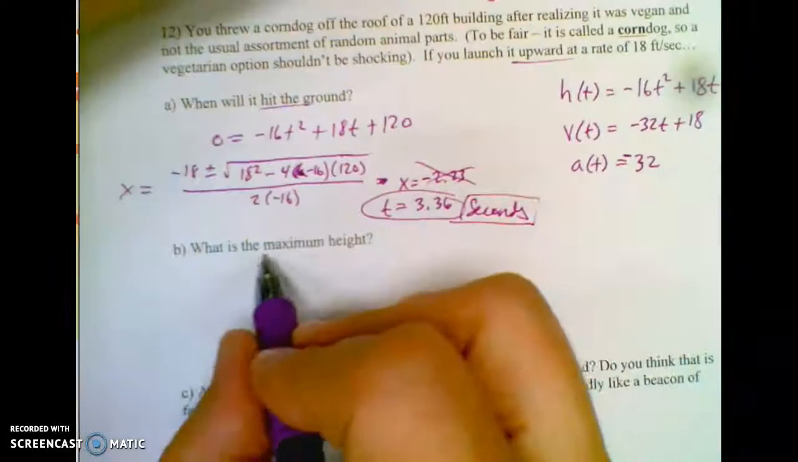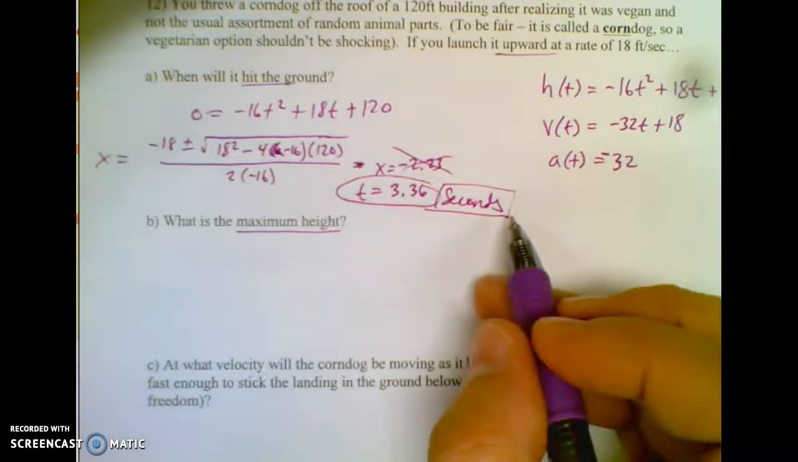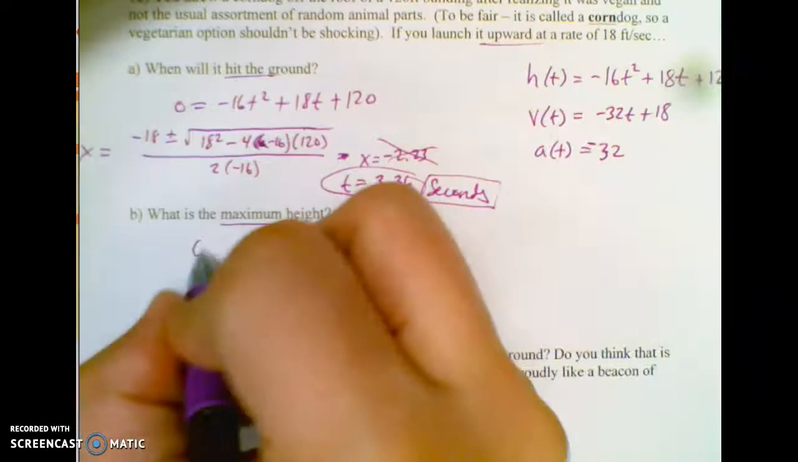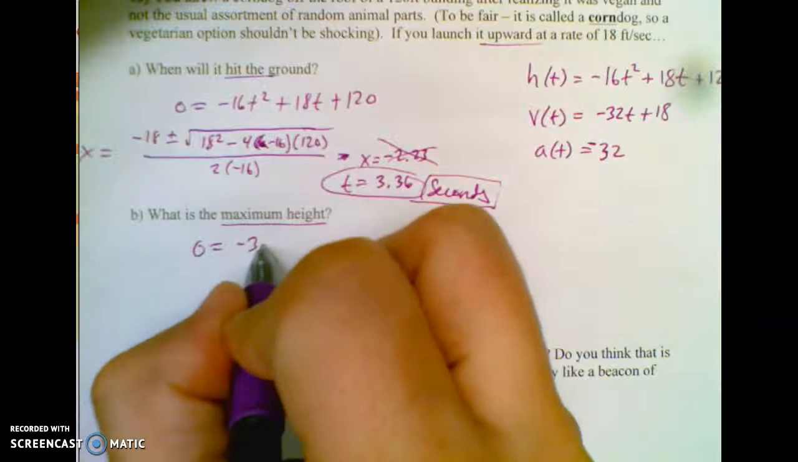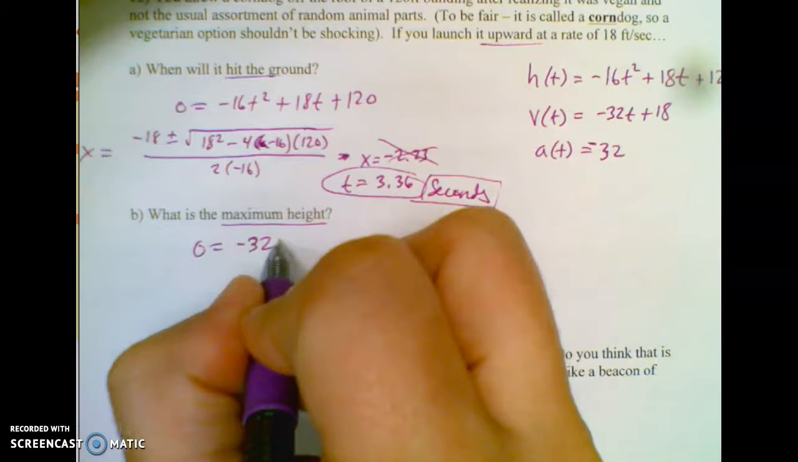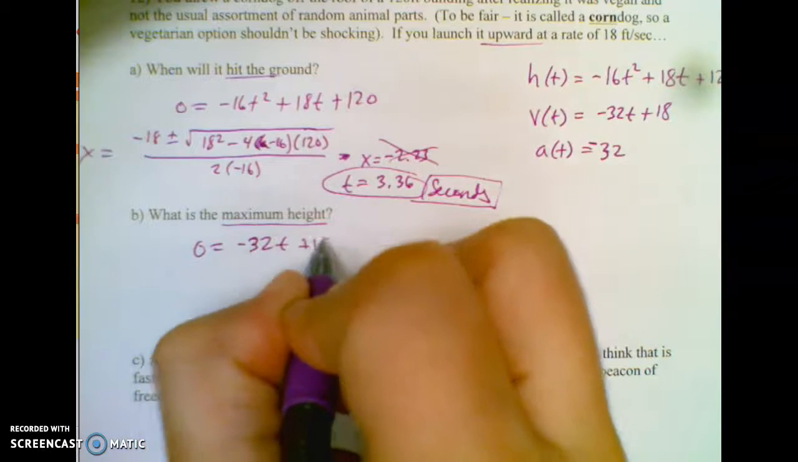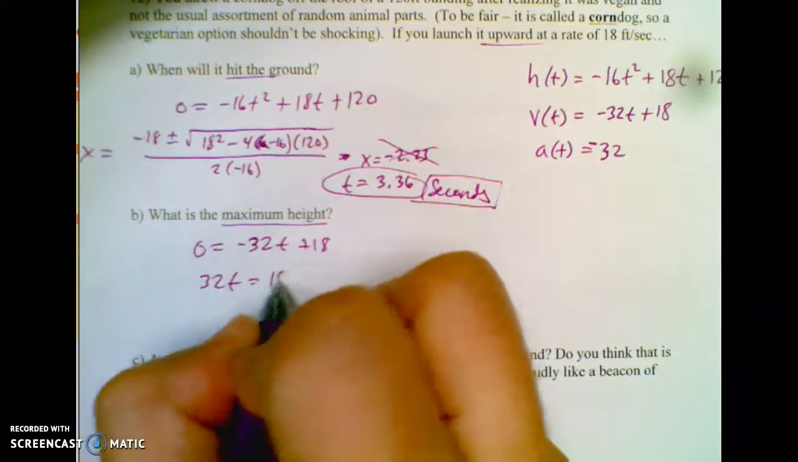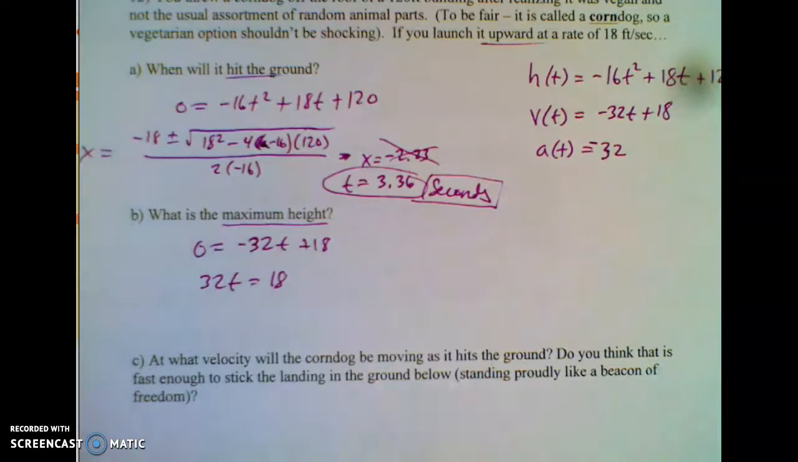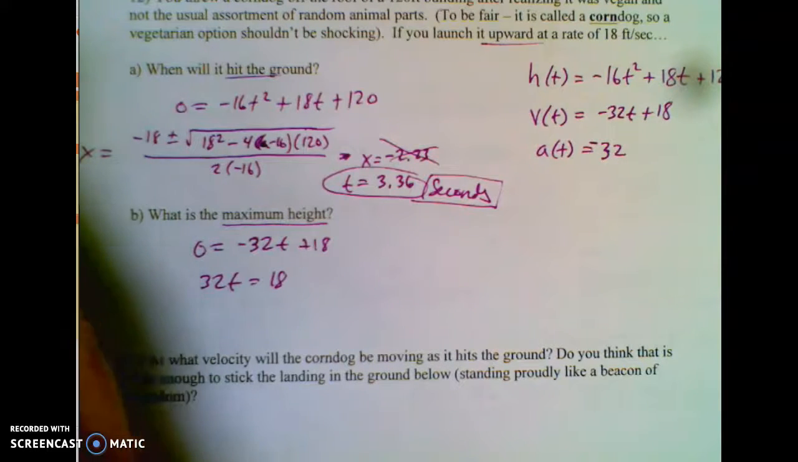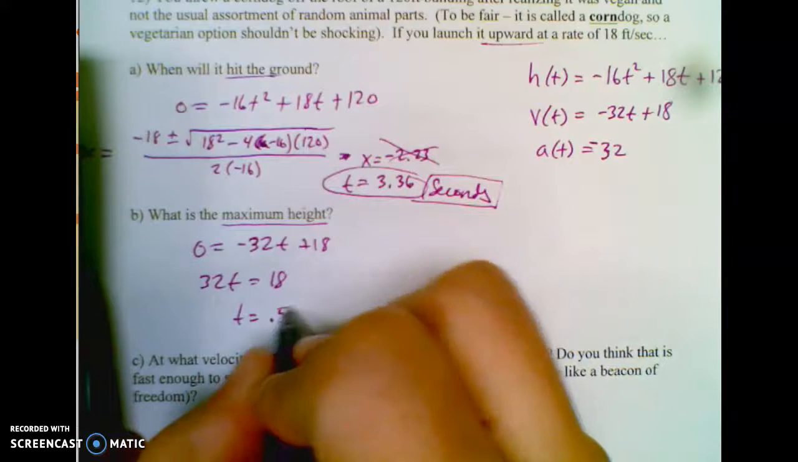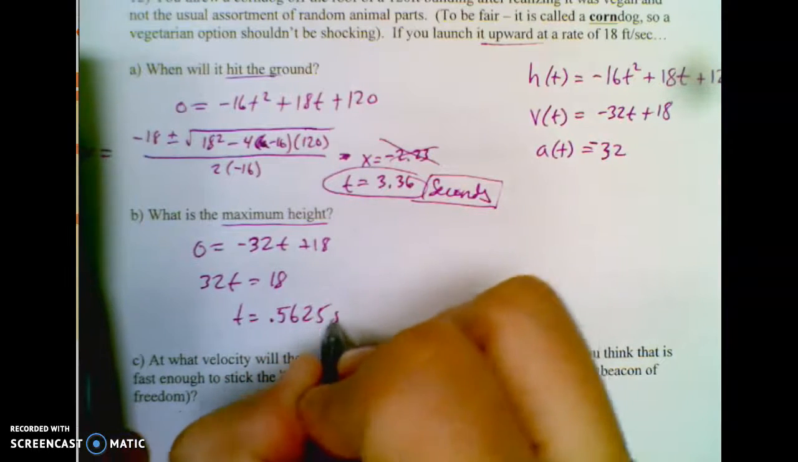Max height is another classic question. This is a 2-step question because first, you can find when it gets to its max height by setting velocity equals 0. Because we're talking about its upward velocity. And this is a much easier equation to solve. We just have to do 18 divided by 32. So the hot dog reaches its peak height at 0.5625 seconds.